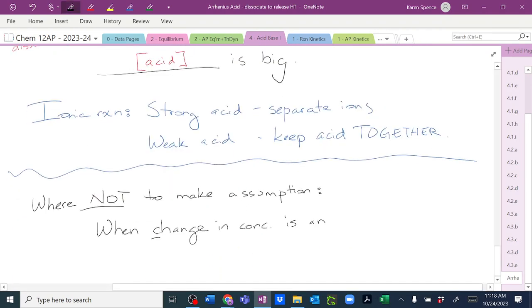Okay, we're not to make an assumption when the change in concentration, that's our C in our RICE table, is an actual number, not an X. Because if you don't have an X, you won't end up with a quadratic equation.